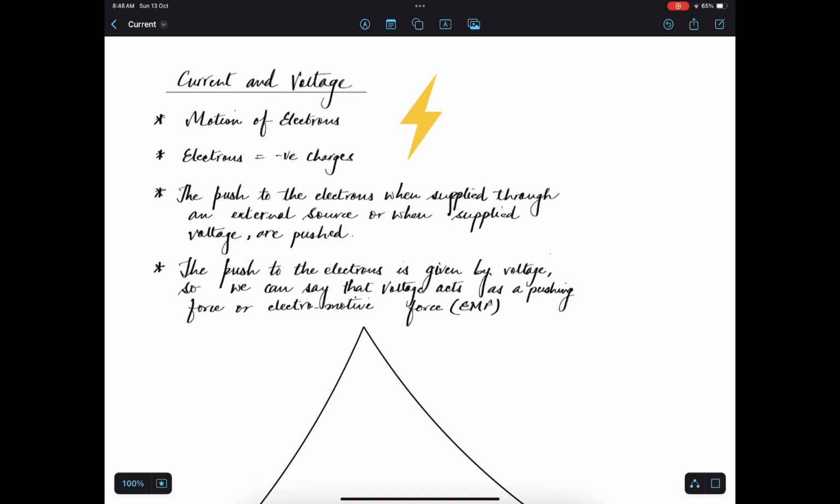Electricity is a fundamental aspect of modern life, and at its core are two key concepts: current and voltage. Current refers to the movement of electric charge, while voltage represents the potential difference that drives this movement. Both are essential in understanding how electrical circuits work, whether in small devices or large solar systems.